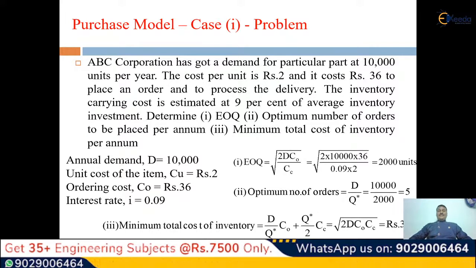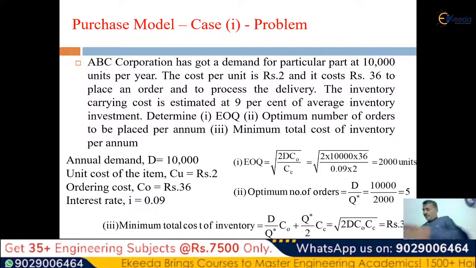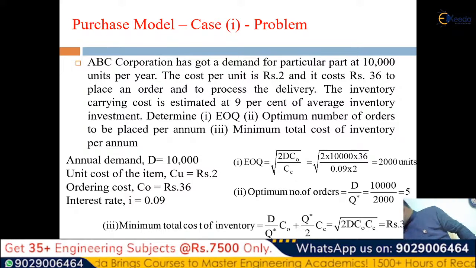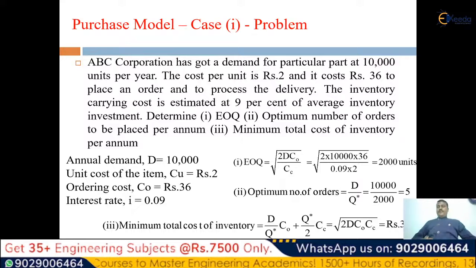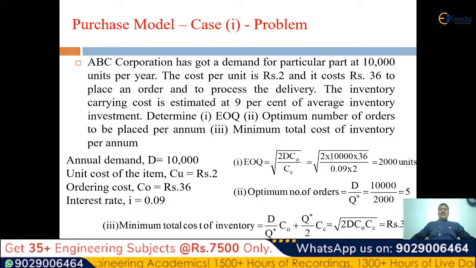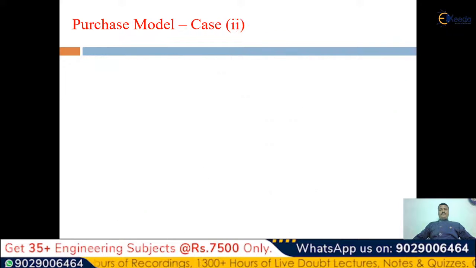Based upon the EOQ, we can now find the optimum number of orders, which is nothing but D by Q. That gives us the optimum number of orders to be equal to 5. And the minimum total cost of inventory, for which we again put in the formula, comes to rupees 360. So this is an example of a purchase model case 1 problem.